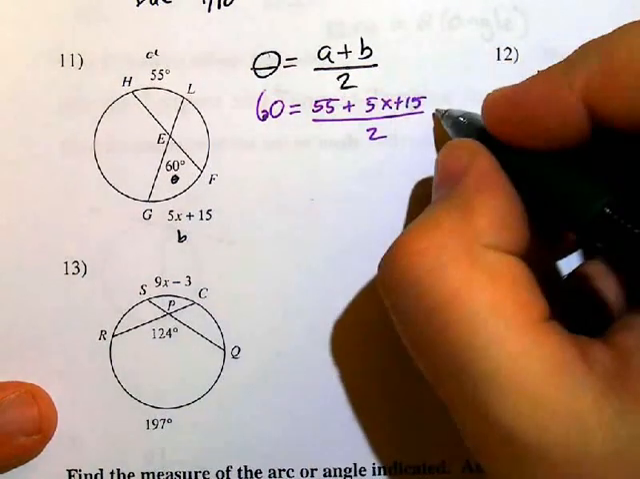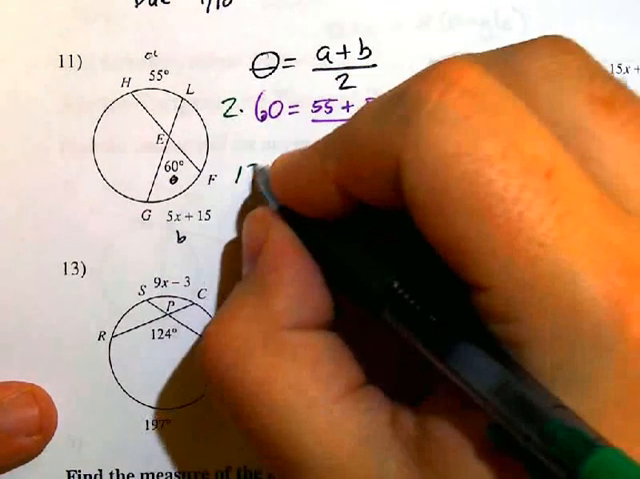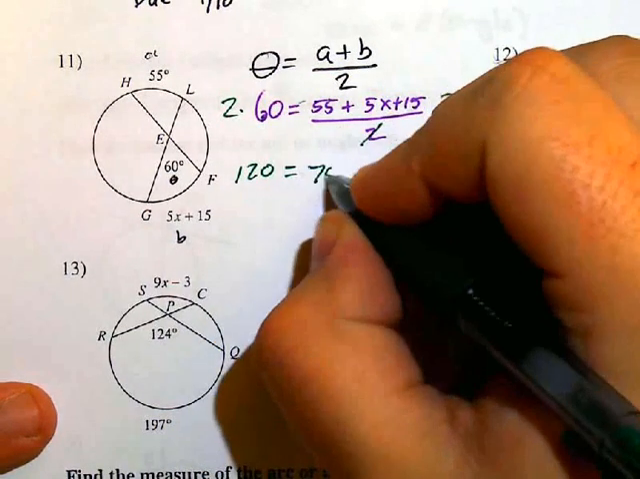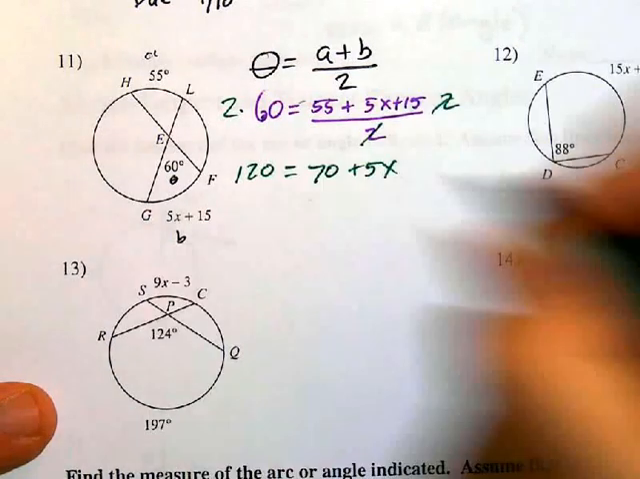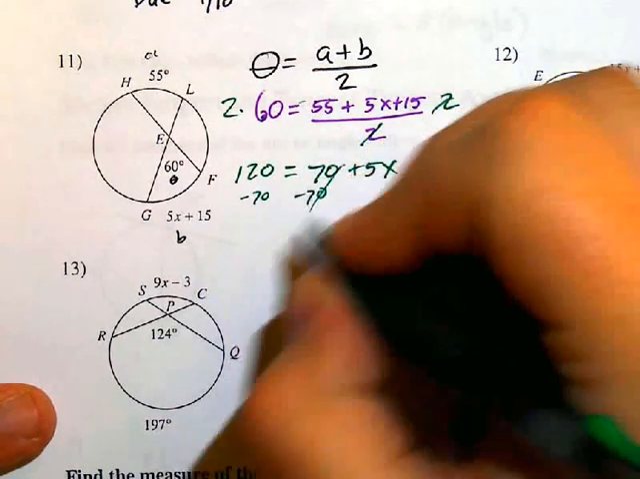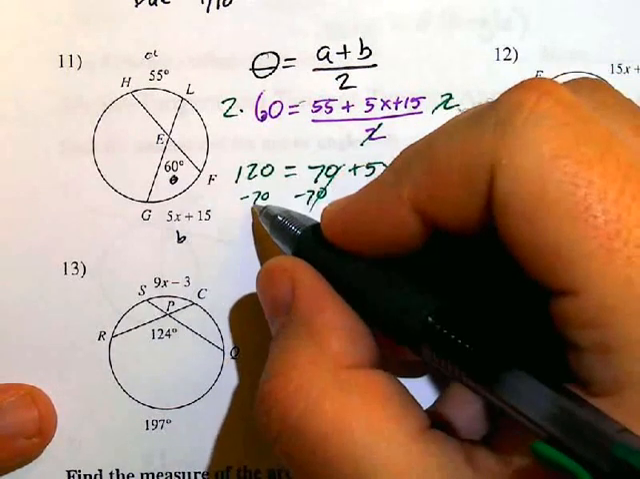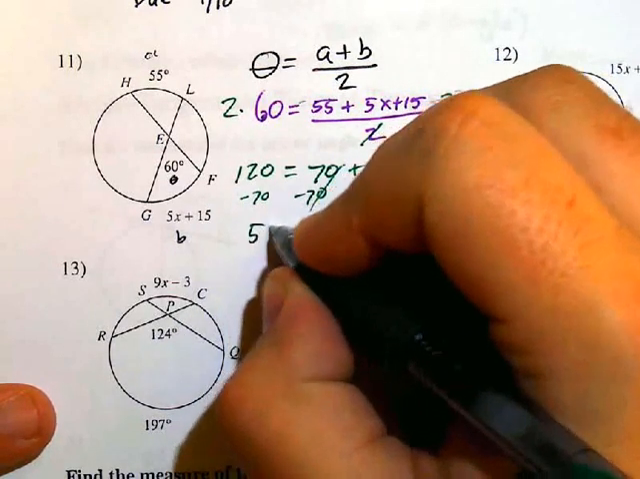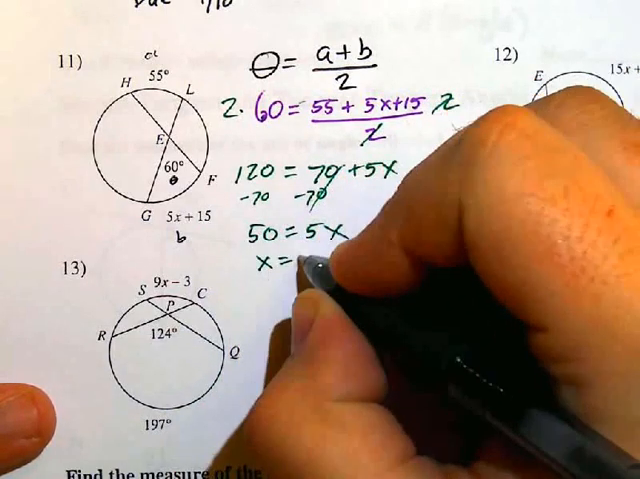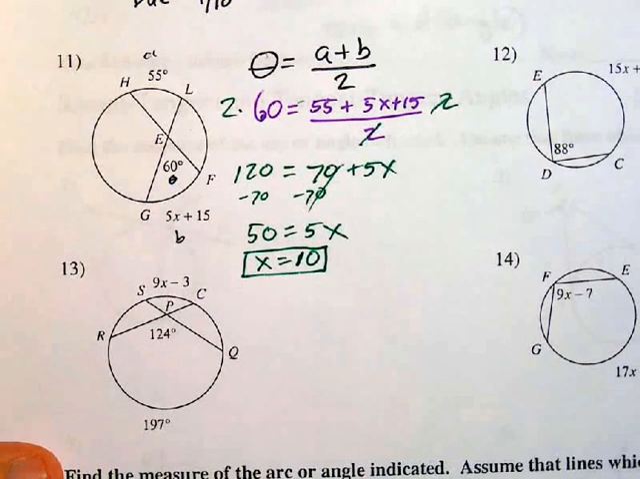Guys, I know that I could divide by 2. I just like multiplying. I don't like to have fractions. I'm going to reduce that, and I get 120 equals 55 plus 15. That's going to be 60 plus 10 is 70 plus 5x. I like these whole numbers. Okay, subtracting 70 from both sides, and that reduces to 0. And then 120 minus 70 is going to be 50 equals 5x. Divide by 5 on both sides. Reduce to x equals 10.